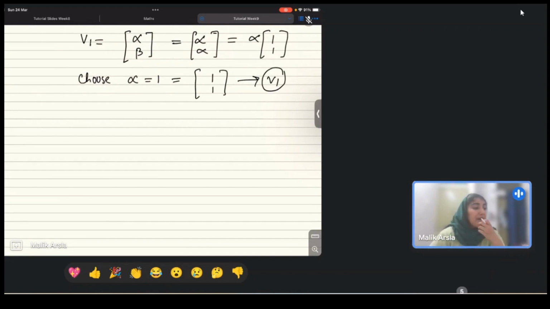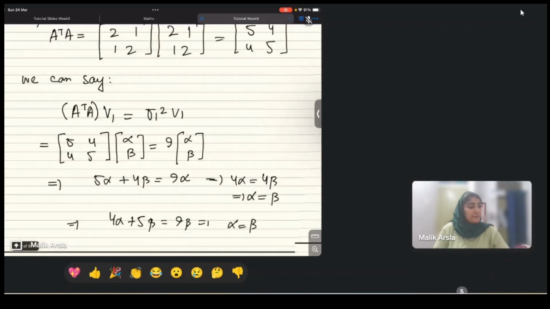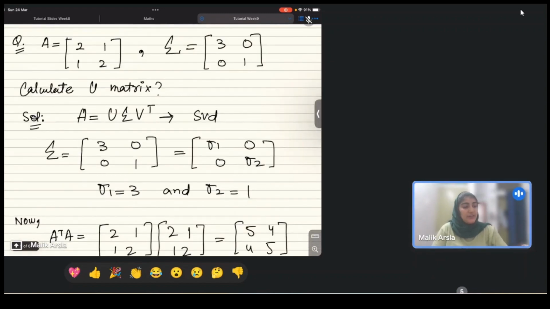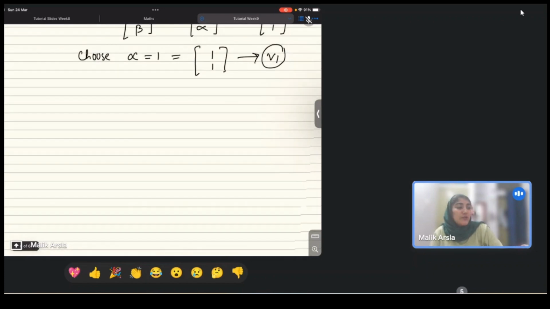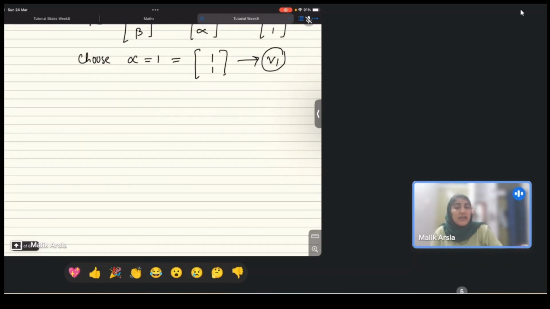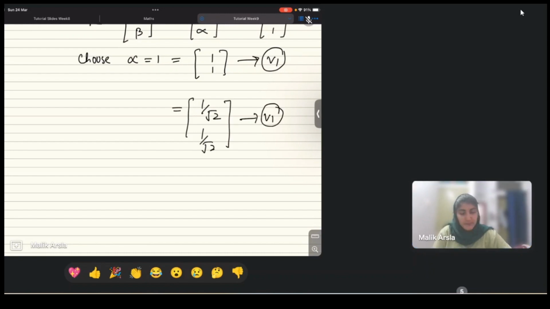But you know that when we calculate this V, it is going to be an orthogonal matrix. So what is the property of an orthogonal matrix? In any orthogonal matrix, every column of that matrix is a unit vector. So we have to make sure that it is a unit vector. To make it a unit vector, we will divide it by its magnitude, and it will be equal to 1 by root 2 and 1 by root 2, correct? Yes. So this will be our V1 vector.